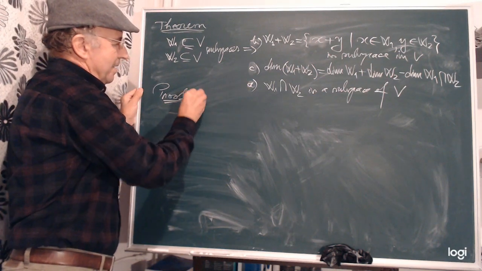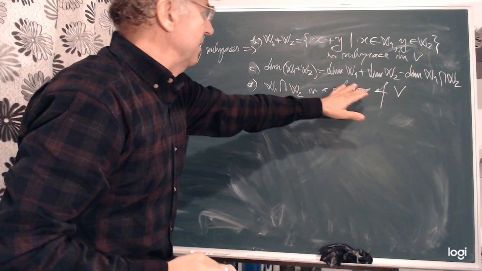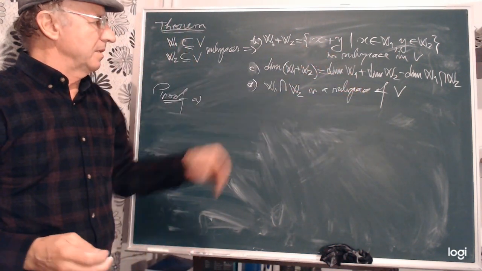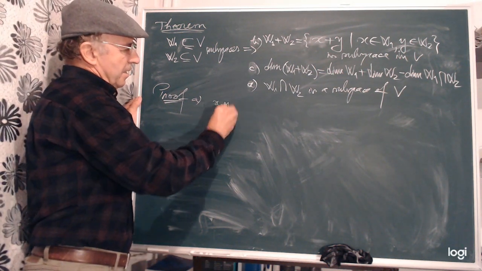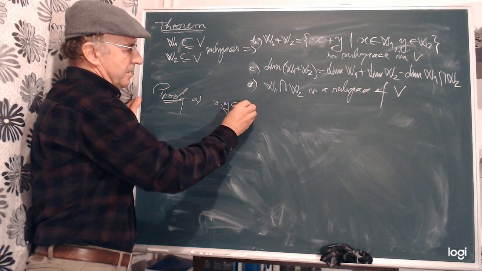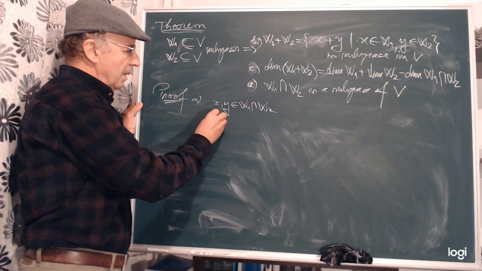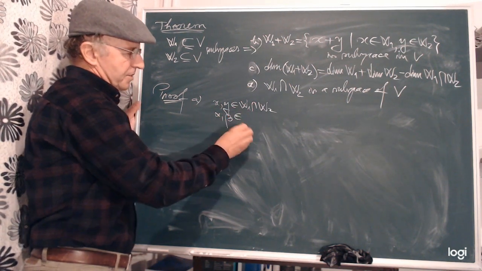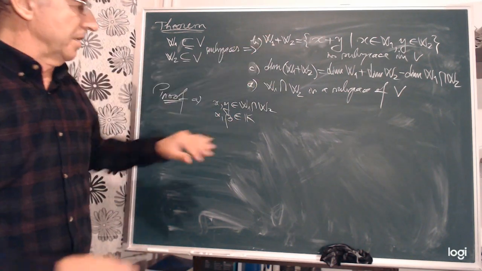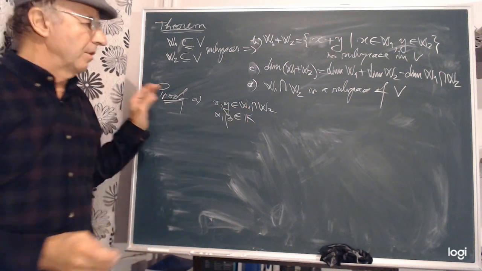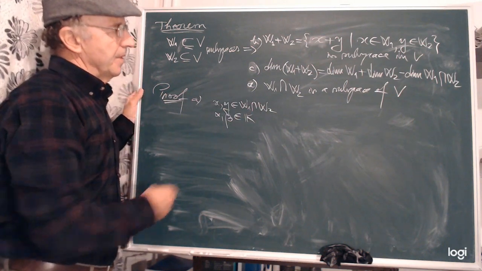Firstly, point A, we have to prove that the intersection of two subspaces is a subspace. For this, let us consider x, y from the intersection, and alpha, beta, two scalars from the field of scalars, which here is the general case. This is the field of real numbers or the field of complex numbers. The proof is the same.